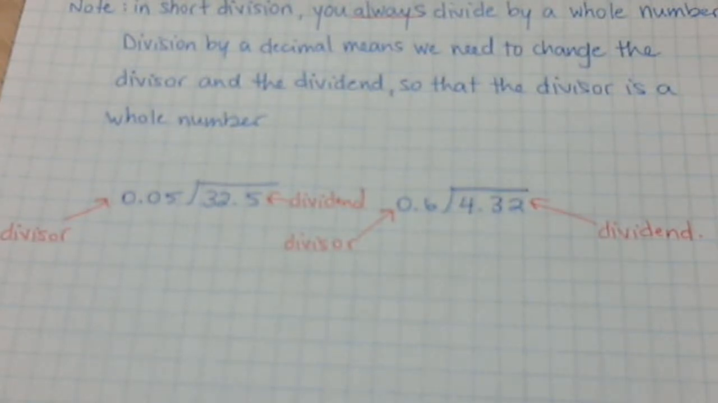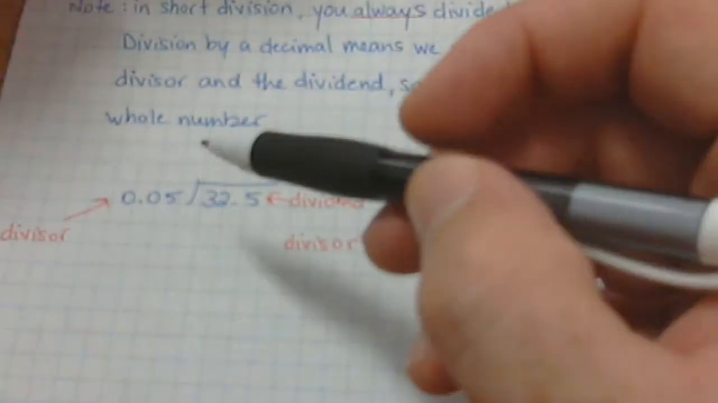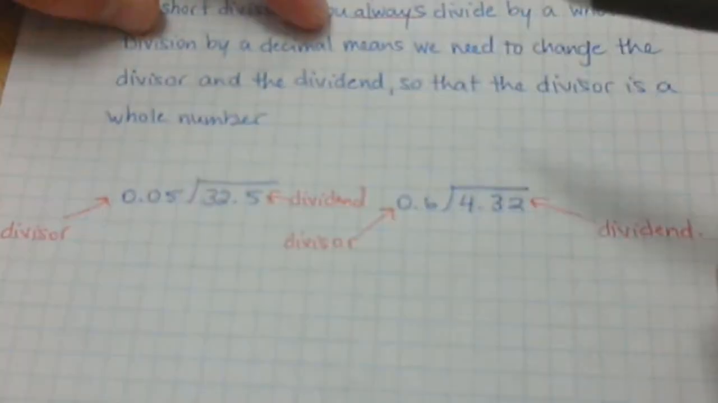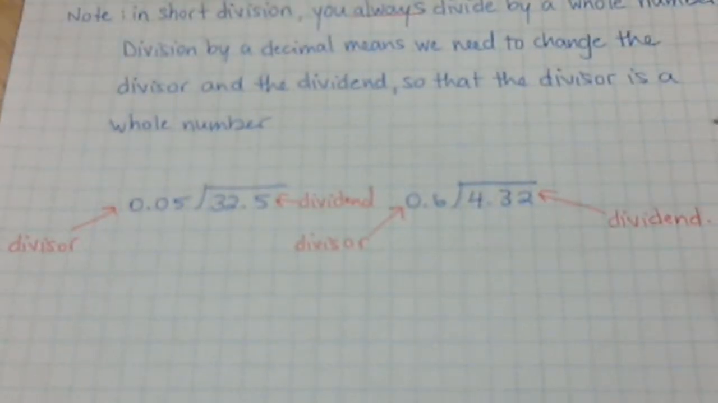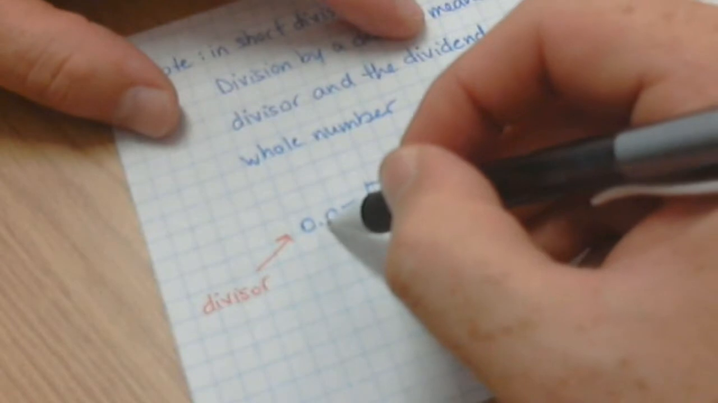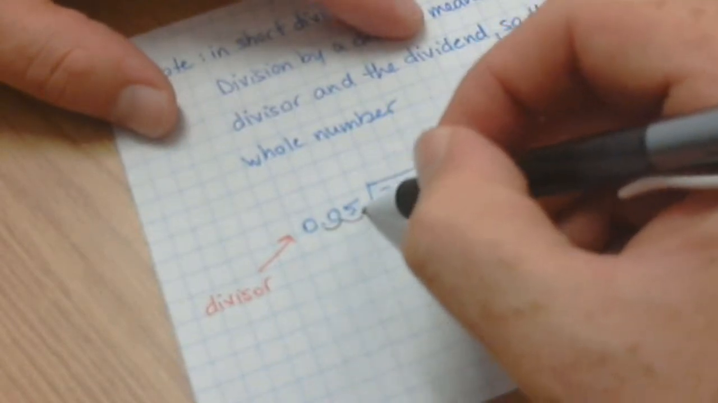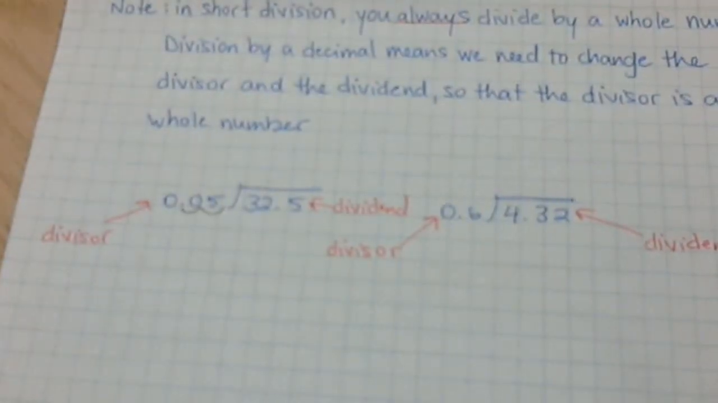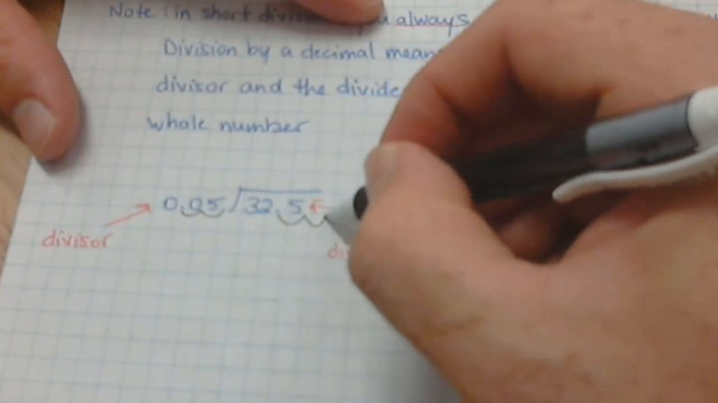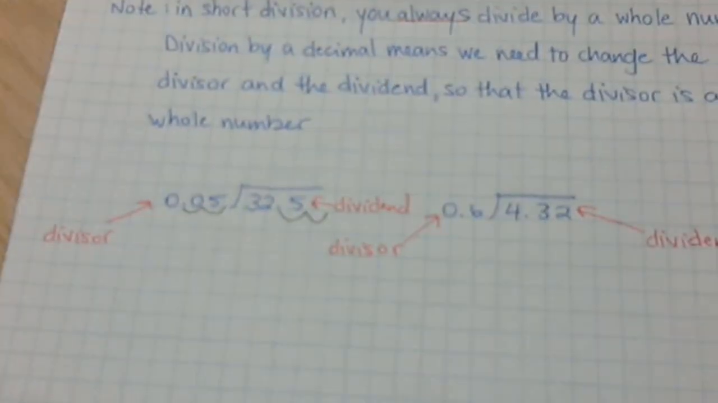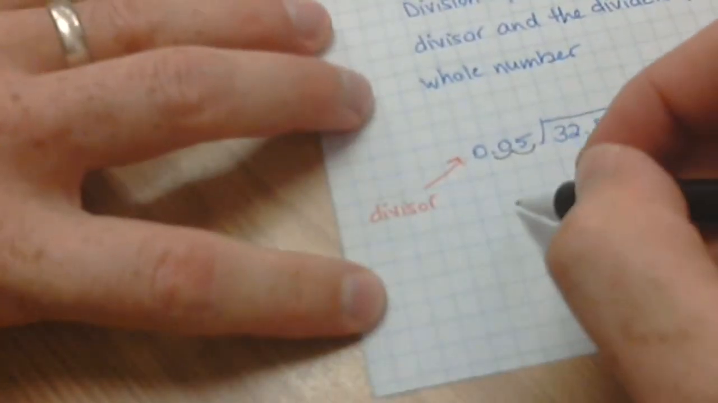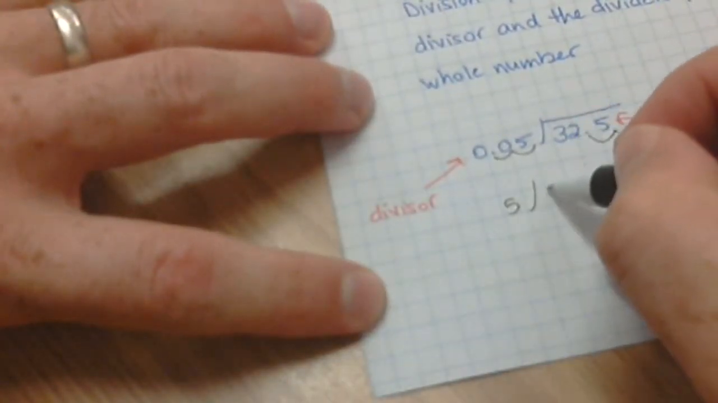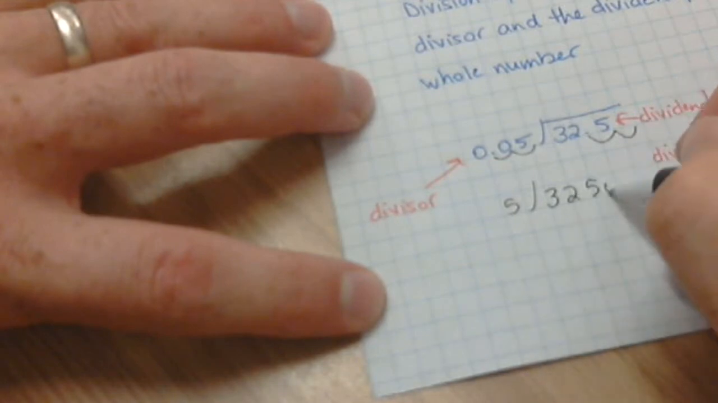into 32.5. And so what happens is we don't like using decimals as our divisors. We want to turn them into whole numbers. So we move the decimal place 2 spots to the right so that this becomes 5. Now, you can't just move the decimal over 2 spots in the divisor without also doing it to the dividend. So we have to move the decimal place 2 spots to the right there as well. And so this becomes 5 into 3, 2, 5, 0.